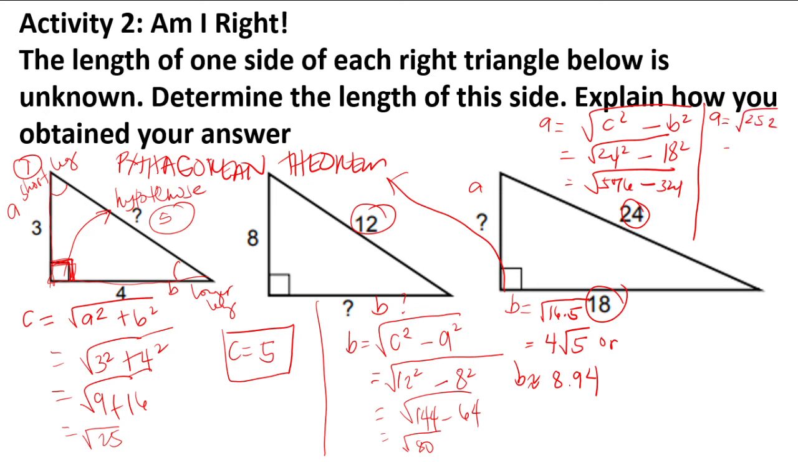And simplifying 252 by getting its factor, in which one of the factors must be a perfect number. So this 36 and 7. 36 times 7 is 252. And the square root of 36 is 6. So the square root of 252 is 6 square root of 7, or that is approximately equal to 15.87. So that's how you use Pythagorean theorem. Okay?